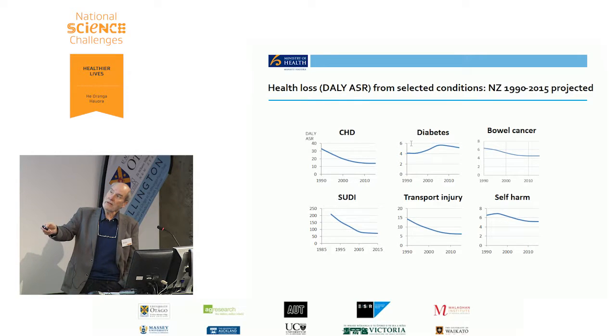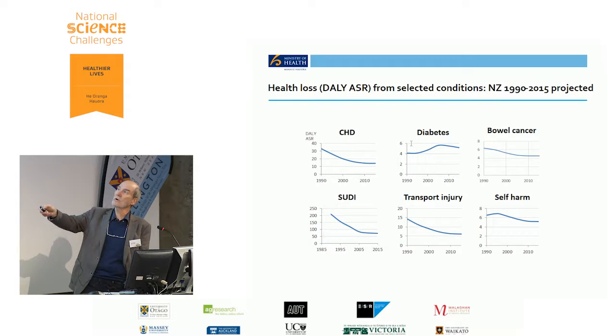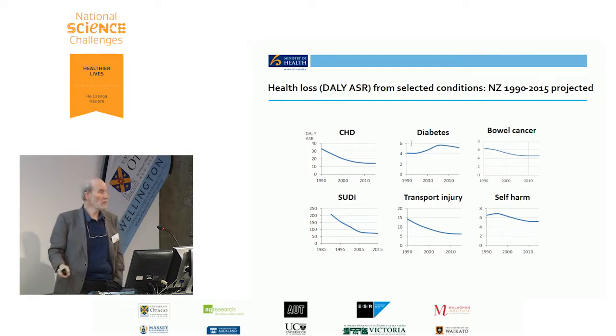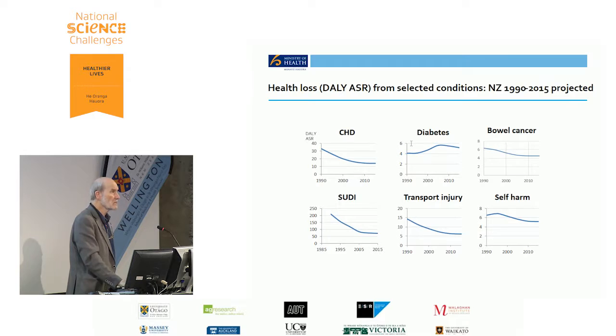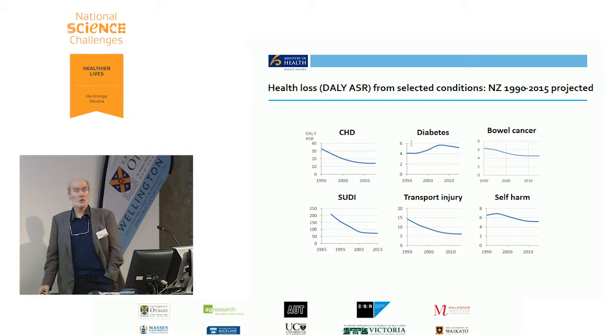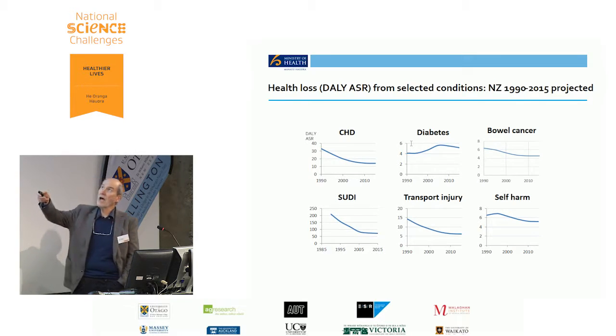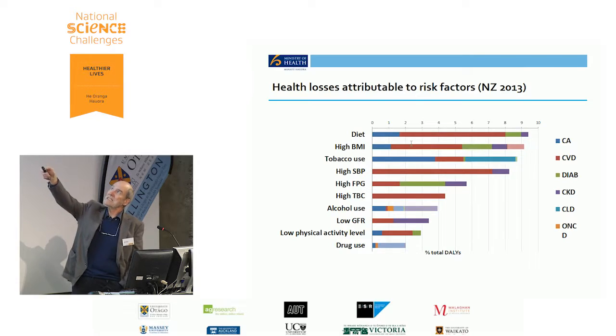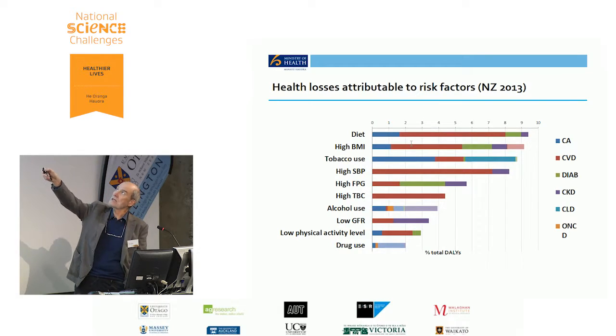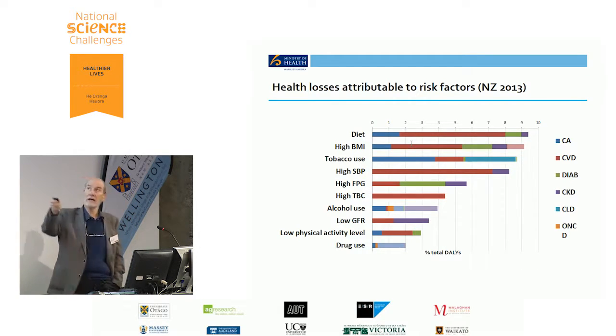Sudden unexpected death in infants has been coming down considerably, although it looks like it's flattened at some level. Transport injuries, and then self-harm, which is down a little as a burden, but still a huge problem, as we just saw in the previous slide. And then you can look at what the risk factors are for these diseases collectively. I'm not going to go through each one in detail. You can look at these slides later on.